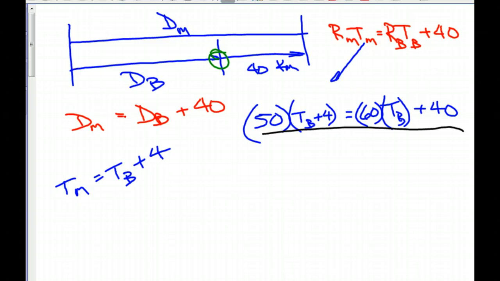Okay, so go ahead and find TB, the time of Beauregard, how long it took him. Oh, 16 hours.